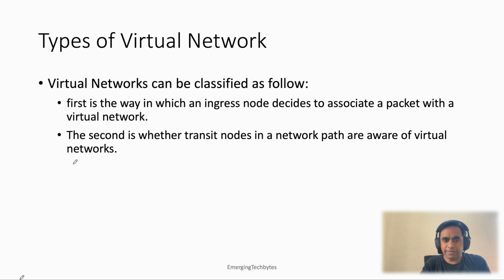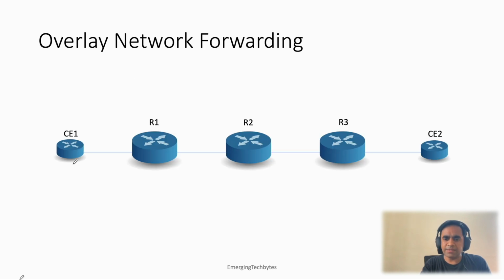I hope this is clear by now, but let's understand this with a simulation as well. Let's say I have C1 and C2, and in the same way as I was showing earlier, there are R1, R2, and R3.